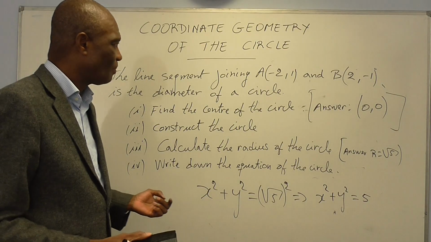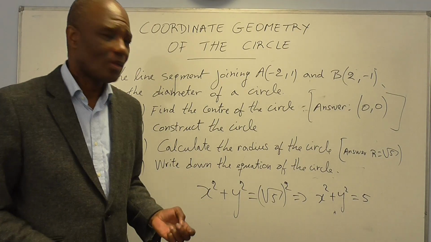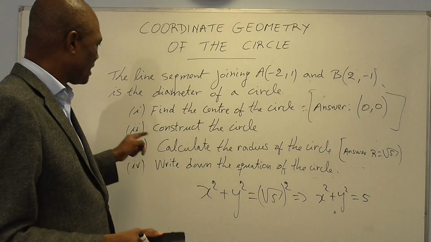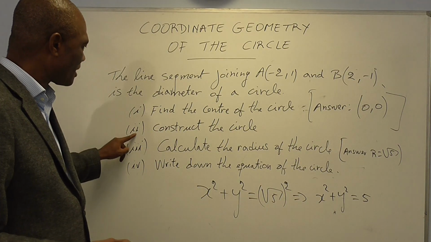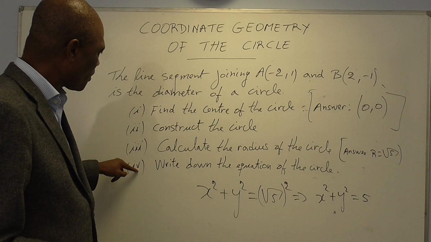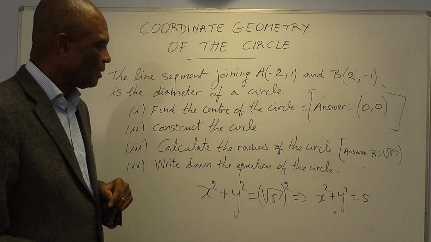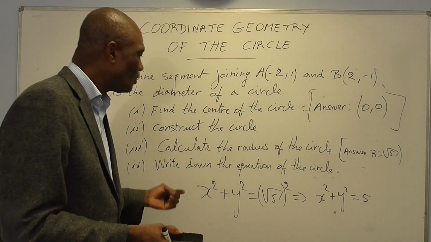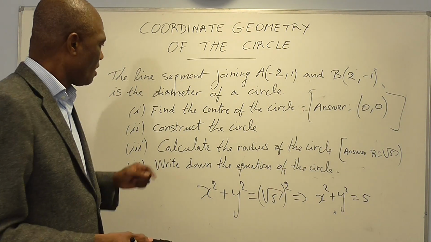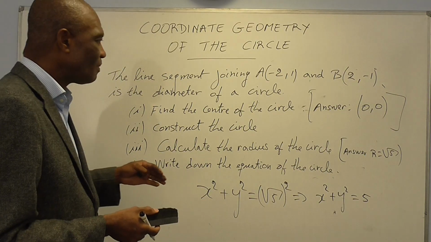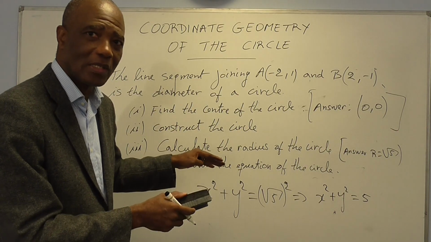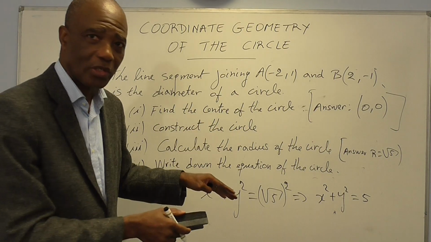But I can now construct the circle. That was part 2. I skipped part 2. I did part 1, part 3, and part 4. I can now do part 2. Okay, part 2. I skipped this because I didn't have enough room on my board.